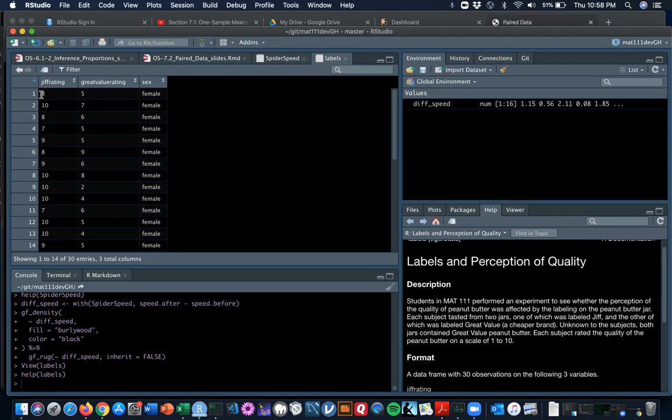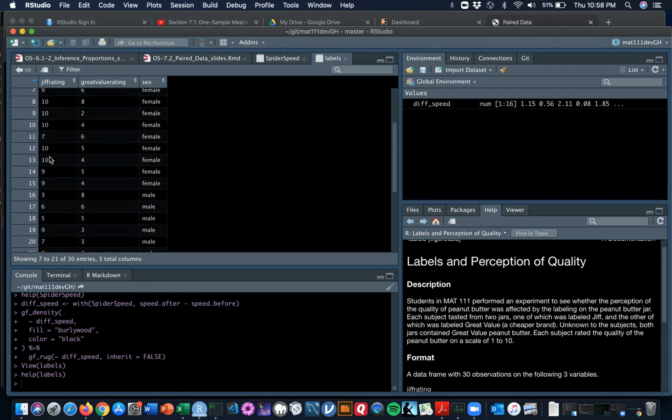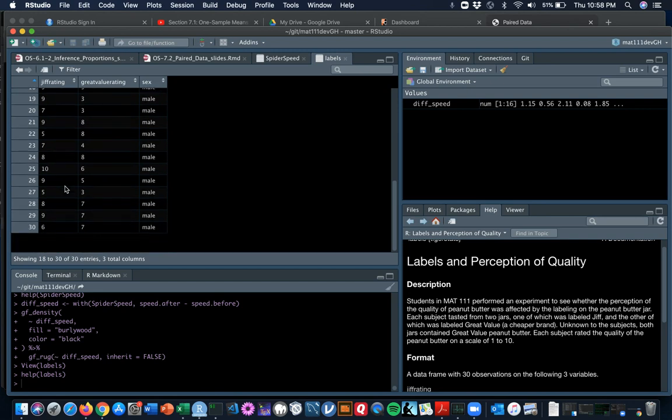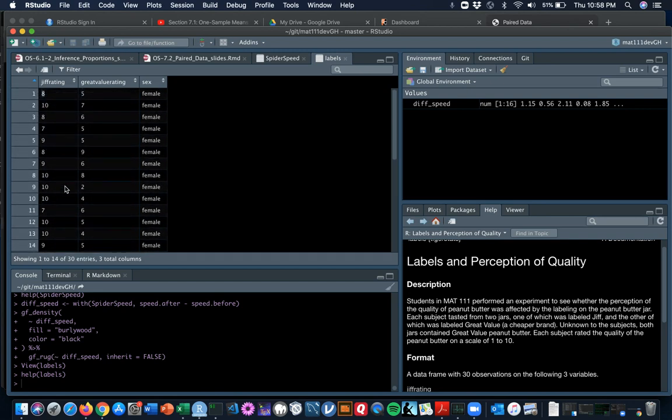Like, look at student number 1 in the study. They rated the Jif labeled peanut butter as an 8 and the Great Value as a 5. Student number 2 rated the Jif as a 10 and the Great Value as a 7. And you can go on through and just look through these 30 students, and most of the time the student is rating the Jif peanut butter higher than they're rating the Great Value labeled peanut butter, even though it's the same peanut butter, you know.